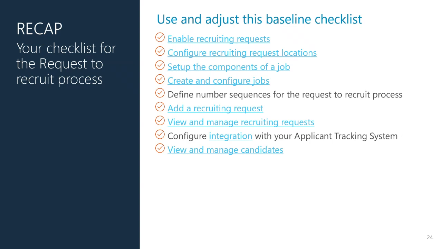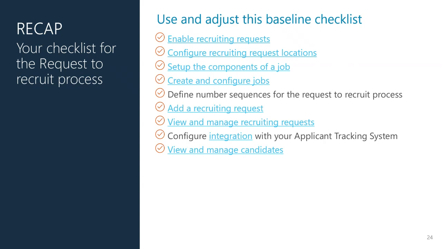Next, you'll want to configure recruiting request locations. This is an optional step. It's not required. If you are planning to use those locations, they allow you to define where you're recruiting a particular candidate into. So if you've got multiple offices and, let's say some of our job posts we're going to recruit into Redmond and some we're going to post and hire into our Atlanta office, that would be examples of how you might use those locations.